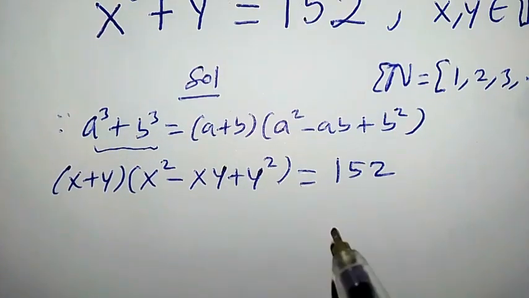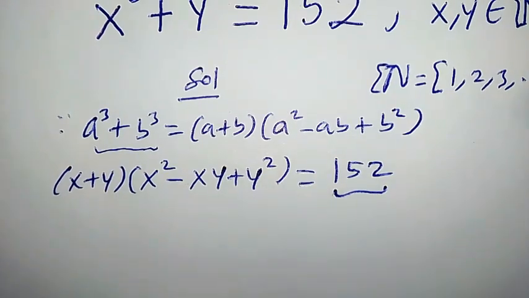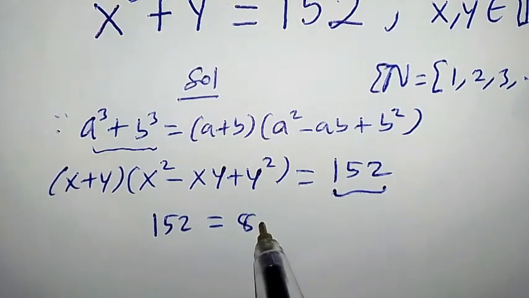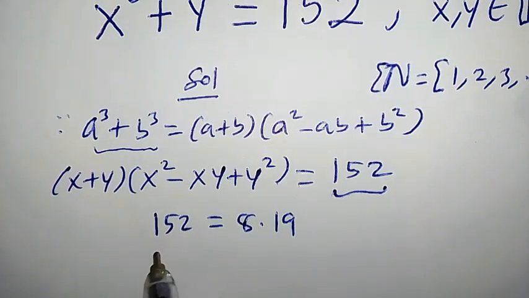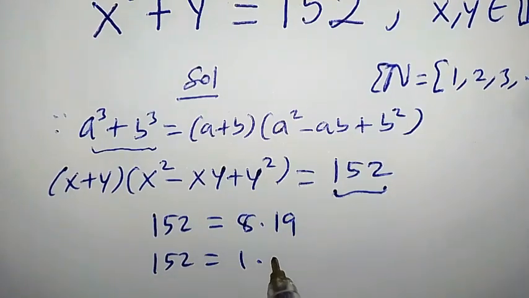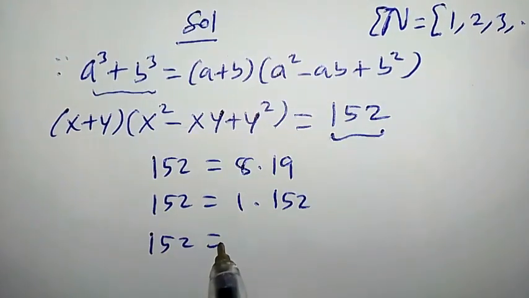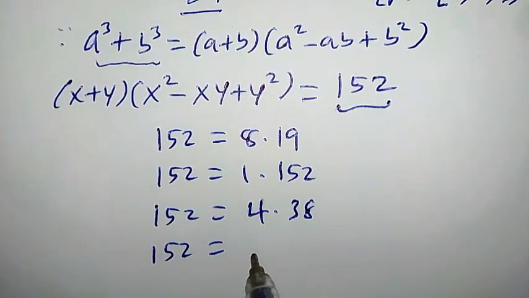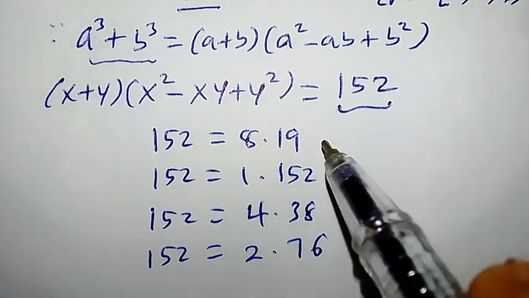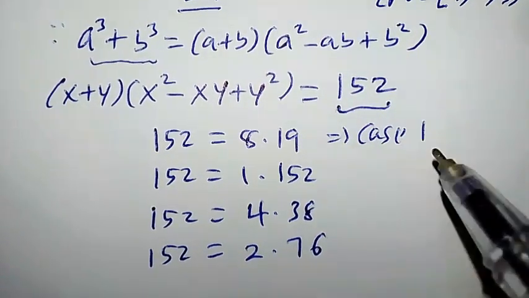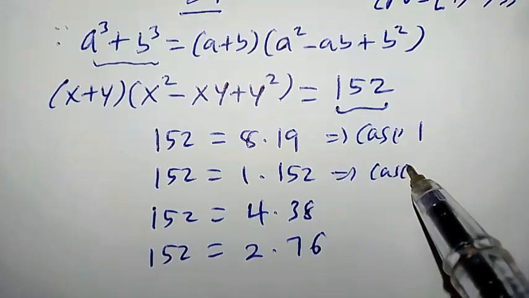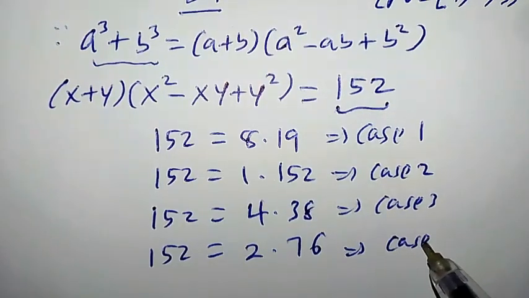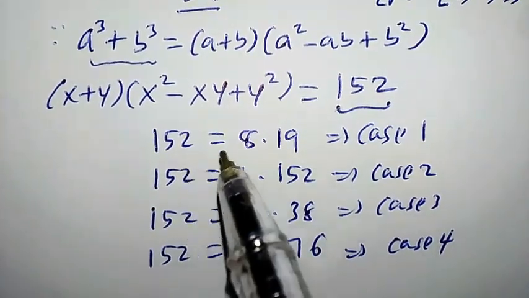The next step now is to consider 152. We can rewrite 152 in a couple of ways. 152 can be written as 8 times 19. We can also write 152 as 1 times 152. 152 can also be written as 4 times 38. Likewise, 152 can also be written as 2 times 76. Let us call this case 1 and this case 2, case 3, and case 4. We will now consider each case.